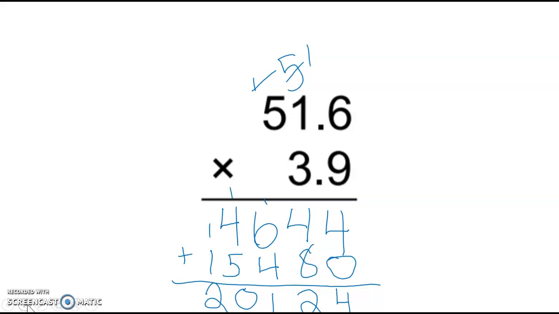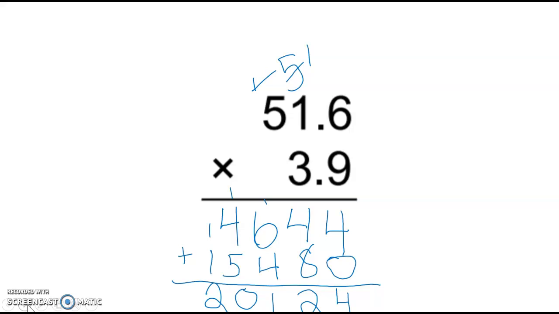0 placeholder. 3 times 6 is 18. Carry the 1 over. 3 times 1 is 3, plus 1 is 4. 3 times 5 is 15. Place that down. Add up my 2 partial products, and I get 20,124. Here's where it's super important to think, wait a second, 51 and 6/10ths times 3 and 9/10ths is 20,124? That seems like a lot.